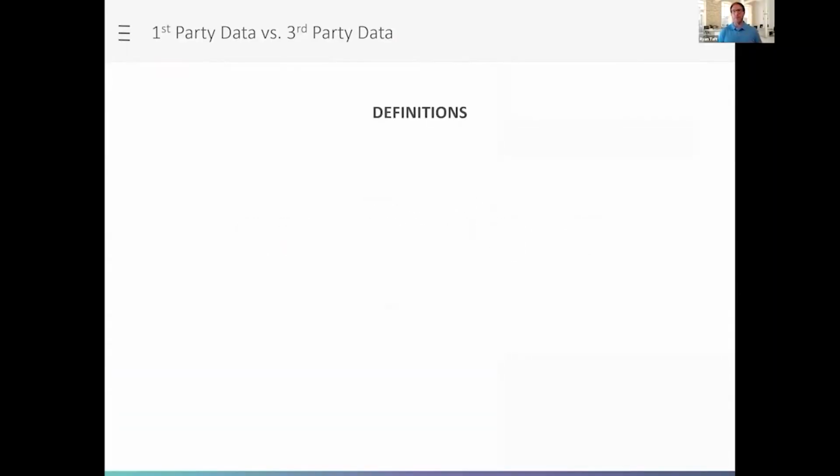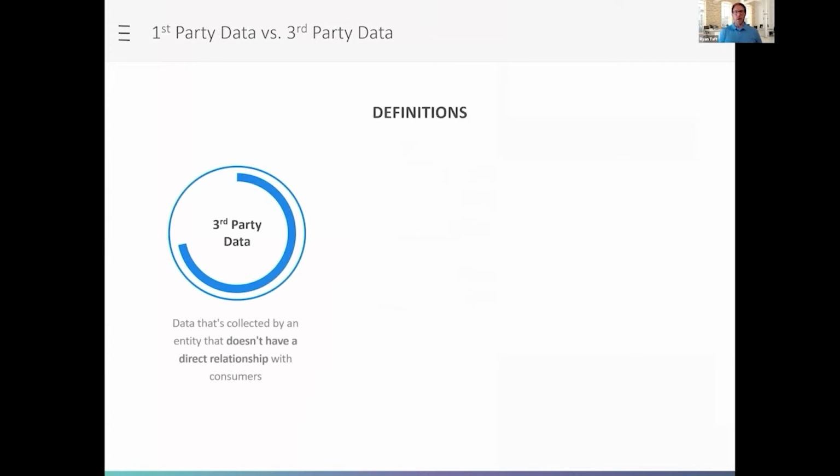I wanted to start by just grounding everybody on a couple of definitions. We hear first-party data, second-party data, third-party data. So just wanted to make sure we're all aligned. We'll start with third-party data because I think that's what all of us have been using over the last 10 to 15 years. And that's data that's collected by an entity that doesn't have a direct relationship with consumers.